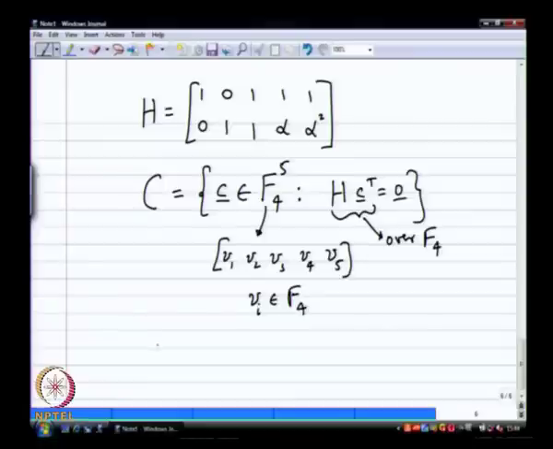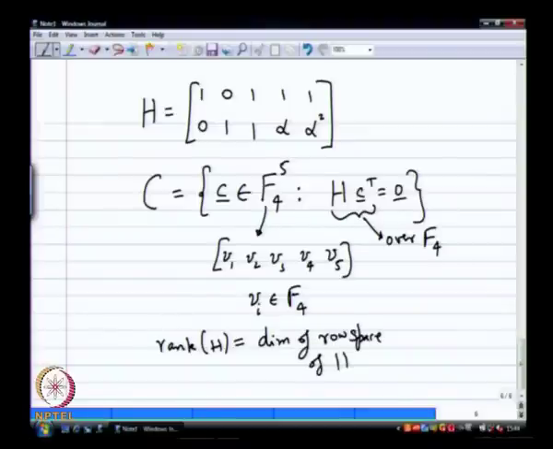So you notice rank of H equals dimension of what? Row space of H, equals 2. You can prove this by doing Gaussian elimination. And here in this case Gaussian elimination is already done. You already have the 0, 1, 1, 0, so there is no problem, you can immediately write 2.